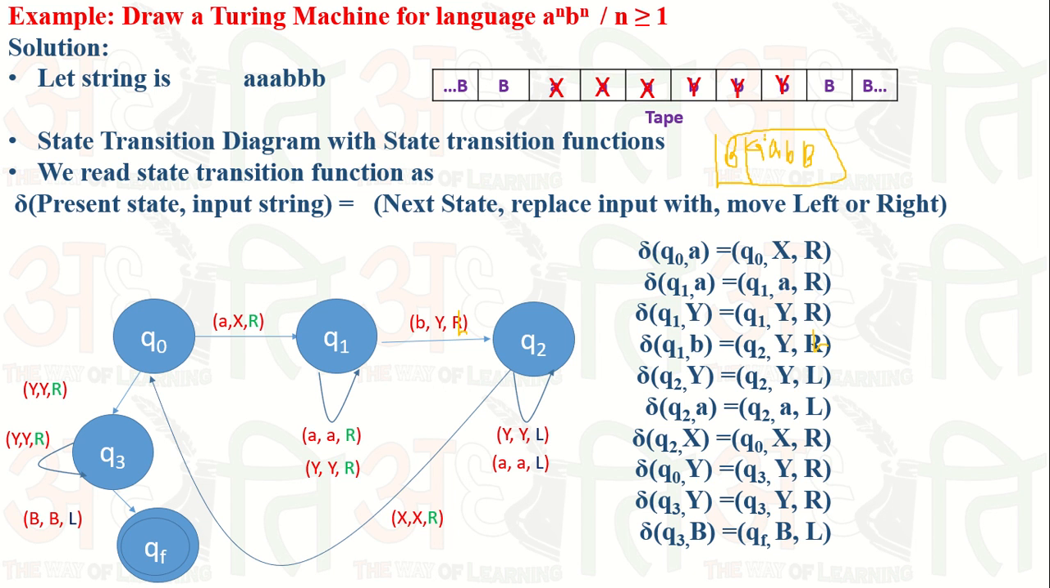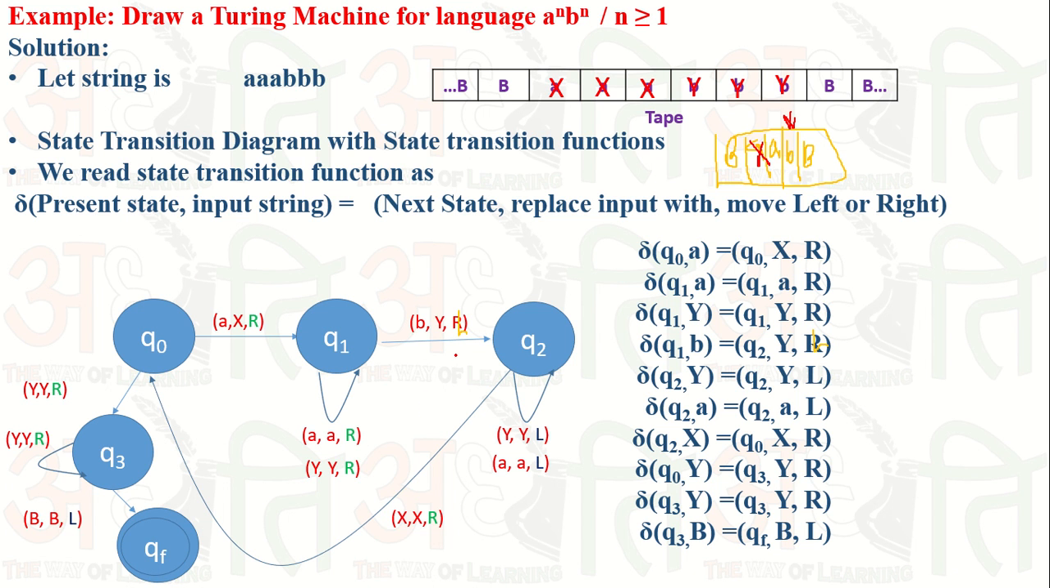So I just make it like this. Okay, now I will change the color of it. At the starting state, when the head is pointing at A, we replace A with X, and we move to the next state Q1. At state Q1, when we are facing A, we replace A with A and move to the right.